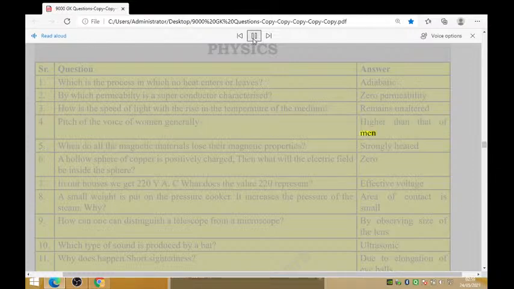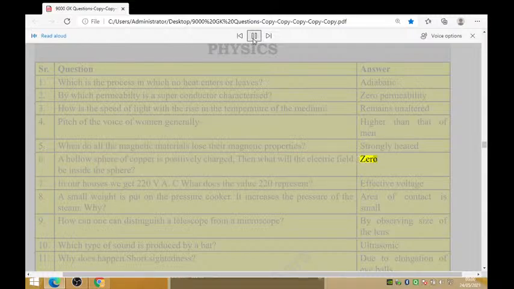5. When do all the magnetic materials lose their magnetic properties? Strongly heated. 6. A hollow sphere of copper is positively charged. Then what will the electric field be inside the sphere? 0.